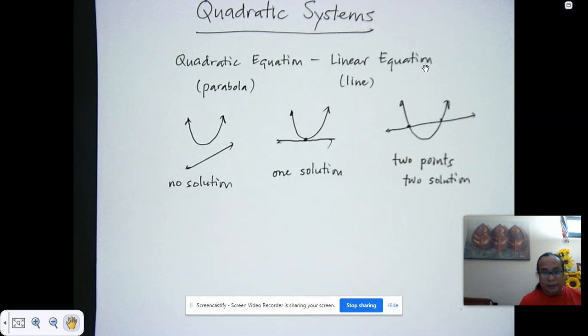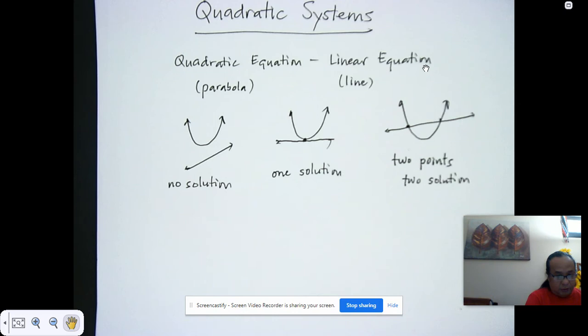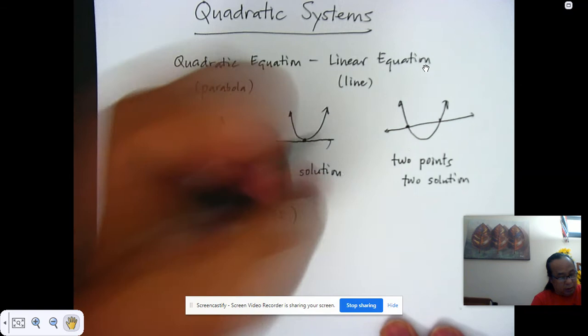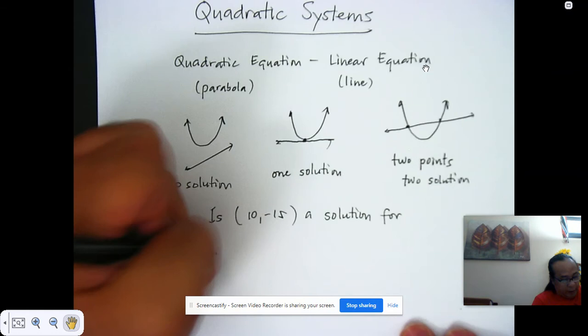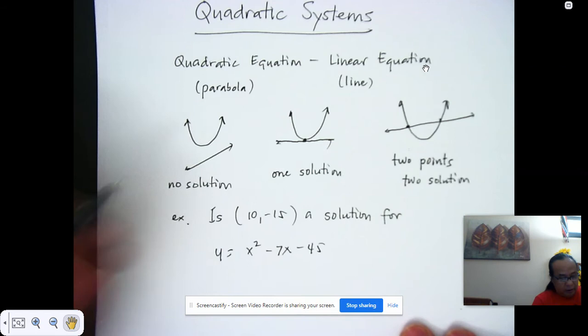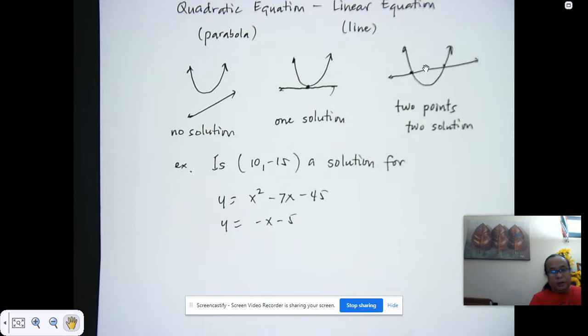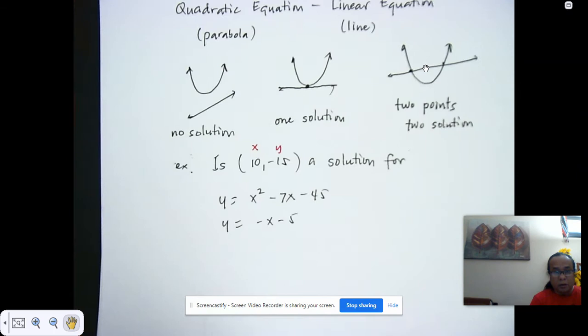Let's have an example. Is (10, -15) a solution for the system y = x^2 - 7x - 45 and y = -x - 5? Is this true or false? In order to determine whether this is a solution, we're basically going to substitute. This is my x and this is my y. All I have to do is plug in x and y, and if it works for both equations, then the answer is true.